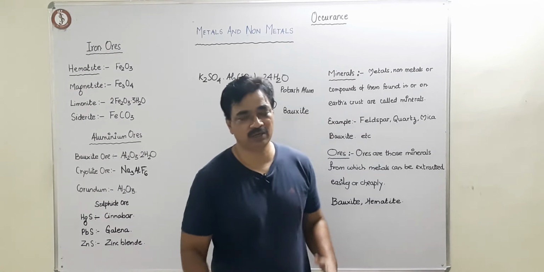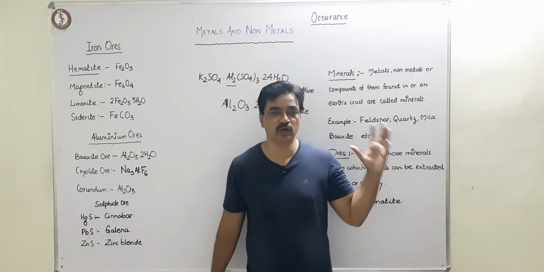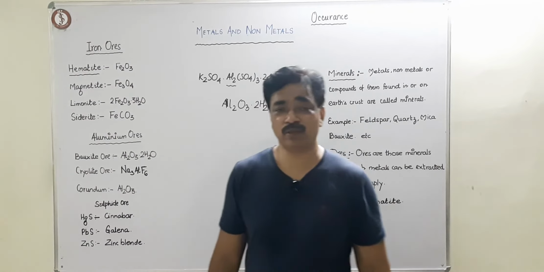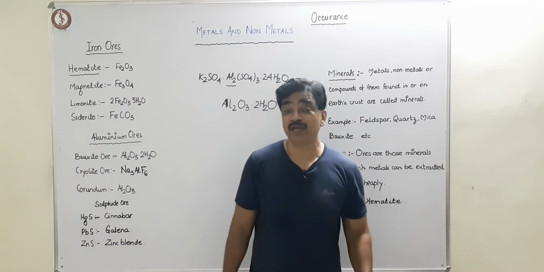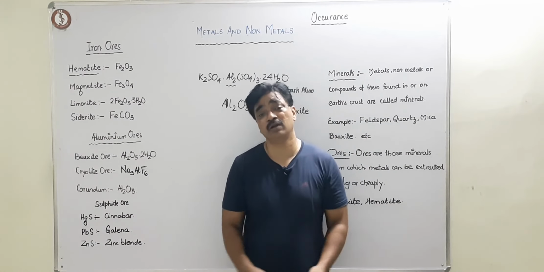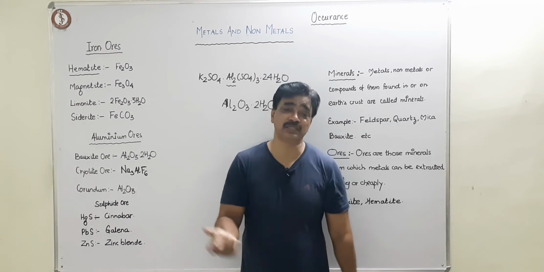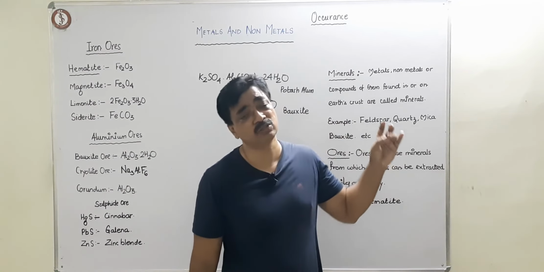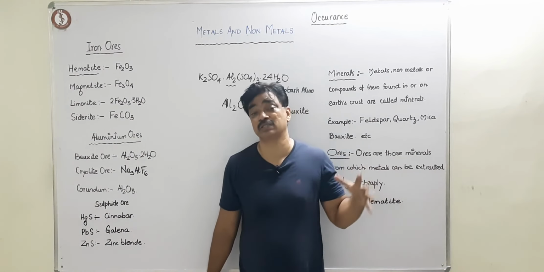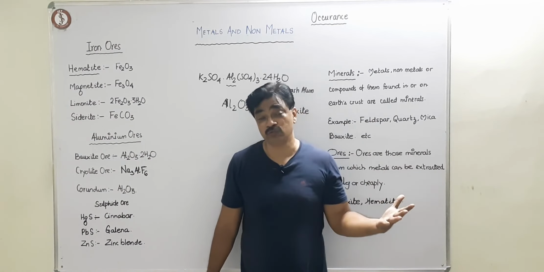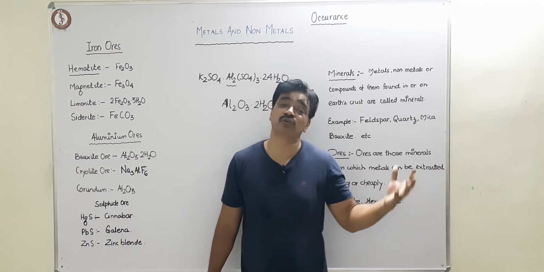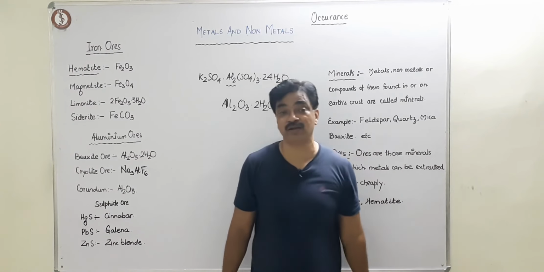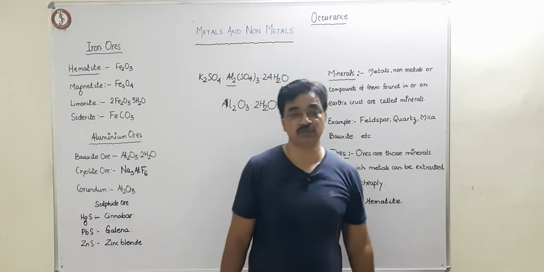That is how, again, I sum up what we studied. Occurrence of metals: how do metals occur in nature? Metals or metal compounds found in or on Earth's crust are called minerals, and obviously we can also include non-metals in the mineral definition. Metals, non-metals or their compounds found in or on Earth's crust are called minerals. Ores, whereas, are minerals from which metals can really be extracted cheaply and economically. So that is what we have to understand.